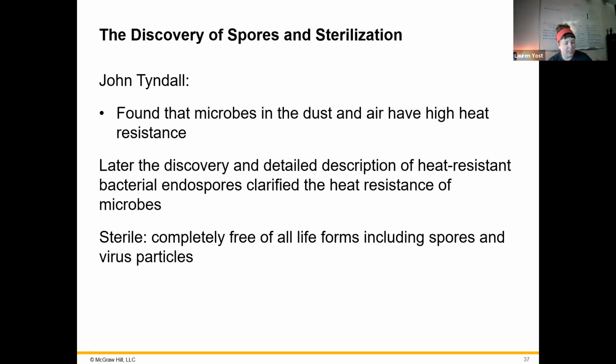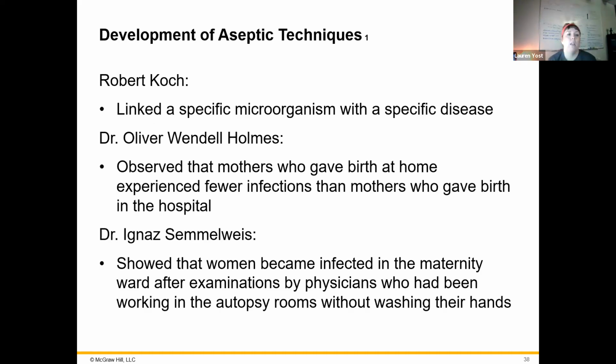John Tyndall is the guy that came up with an idea of how to remove spores and things from broths, or whatever you needed to remove bacteria from, to make it sterile, like we do with an autoclave in a hospital. We want to make something sterile and remove microbes. John Tyndall came up with the concept of approaching things that way. Robert Koch is the guy that came up with different steps on how to prove what the causative organism of a disease was, the pathogen that caused it.